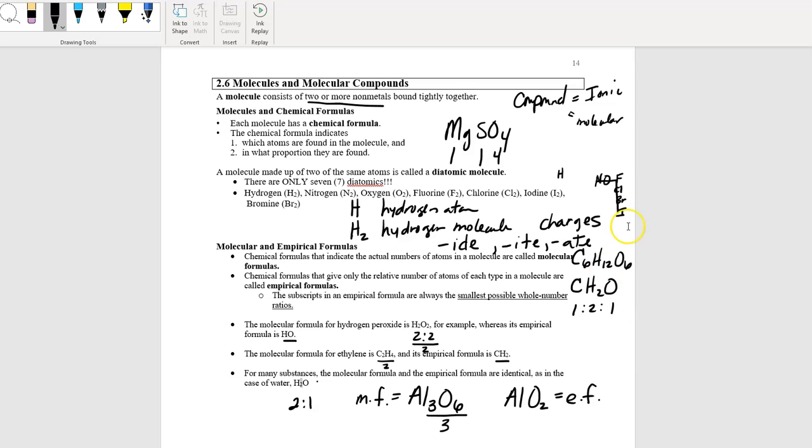Hopefully that helped you distinguish between molecular and ionic formulas, and between molecular and empirical formulas.